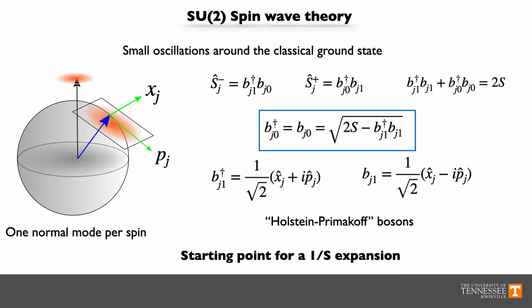To linearize the equations, you have to remember that this is the phase space. The sphere is a two-dimensional phase space, meaning that these small oscillations are coordinates and momenta. So we have one pair of coordinates and momenta per spin, meaning that we have one degree of freedom per spin. So the number of normal modes that we would obtain if we do small oscillations is equal to the number of spins.